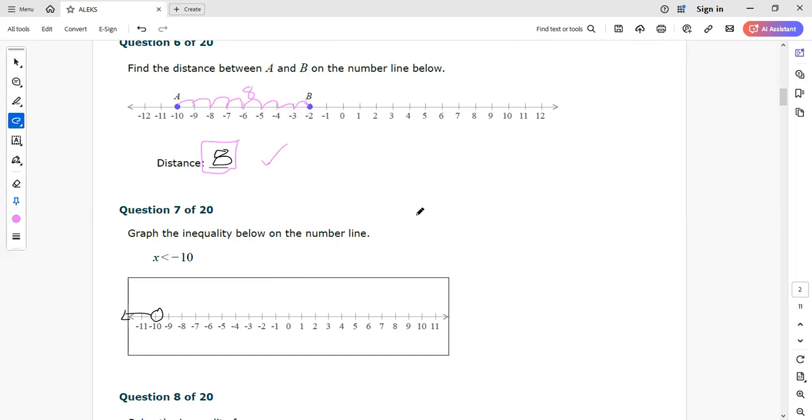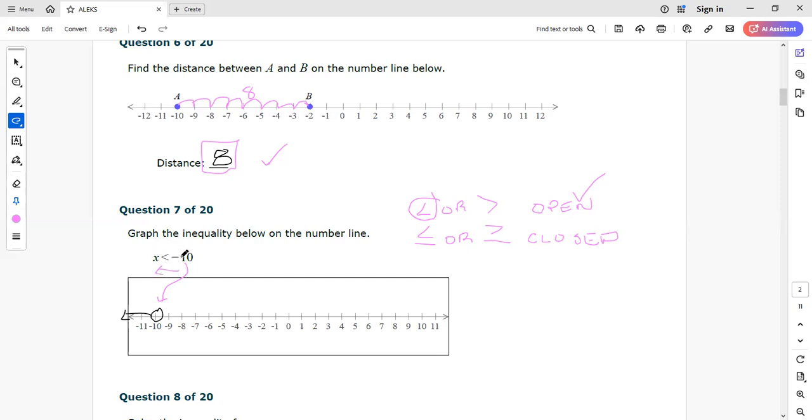Remember, when you're graphing inequalities, if your inequality symbol is less than or greater than, you should graph with an open circle. And that's what we have here. If you have a less than or equal to symbol or a greater than or equal to symbol, you should graph with a closed circle. In our case, we have a less than symbol, so we're going to be using an open circle right here at -10. We plot that point, open circle, and see how our arrow is pointing to the left.